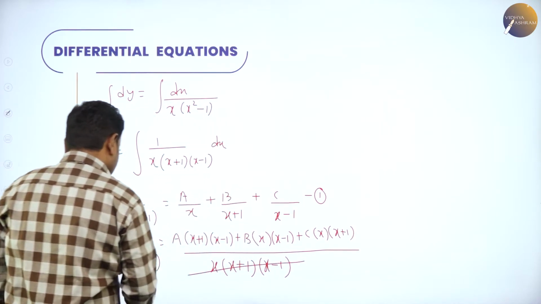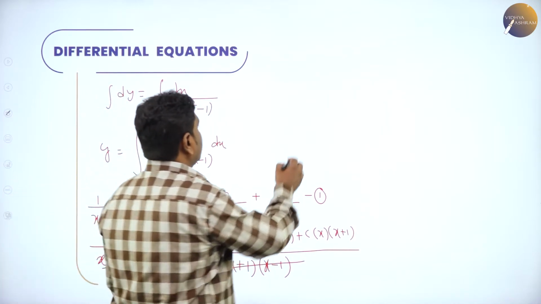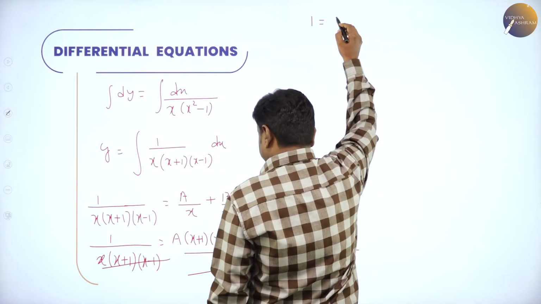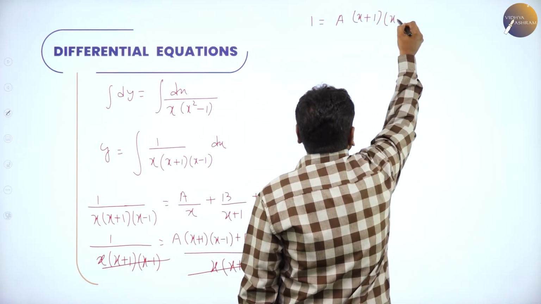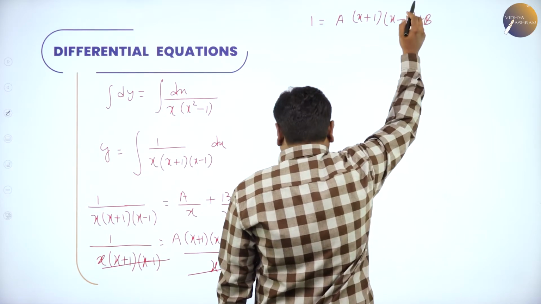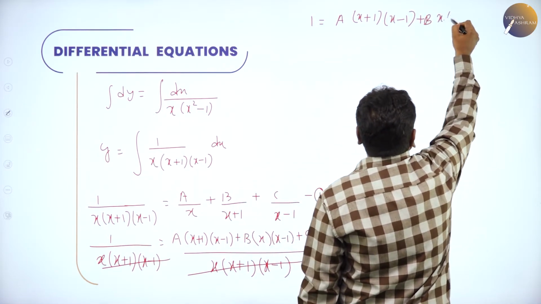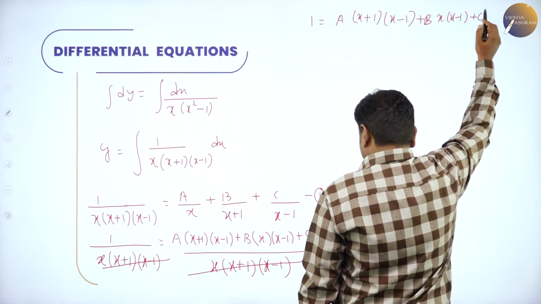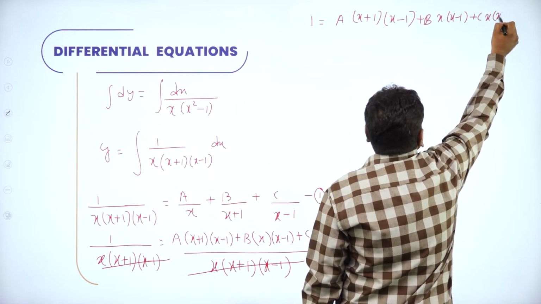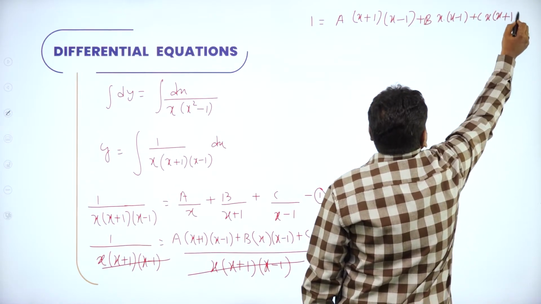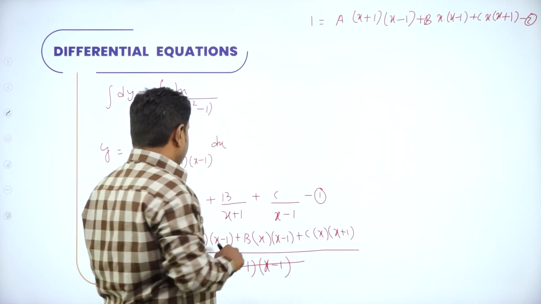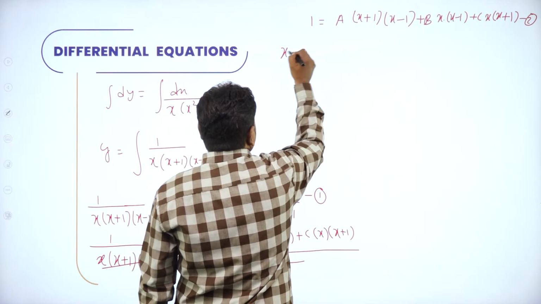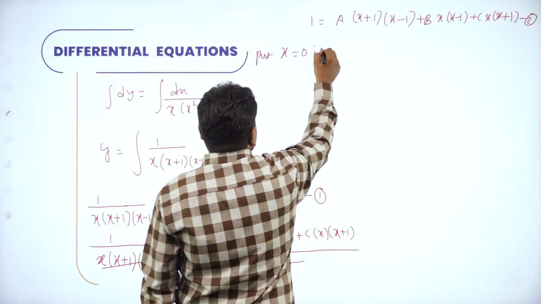I can cancel this too. So I am left with the numerator, that is 1 is equal to a into x plus 1 into x minus 1 plus b into x minus 1 plus c into x plus 1. Call it as equation 2. Now we should find a, b, c. At a time equate one factor to 0. The first factor is x equal to 0. Put x equal to 0 in equation 2.